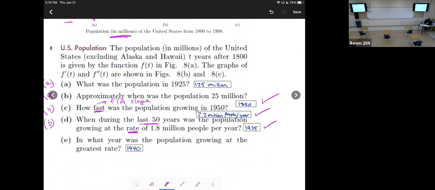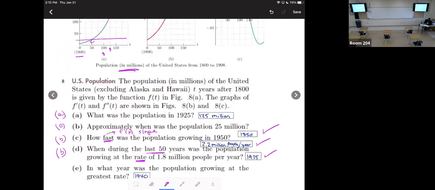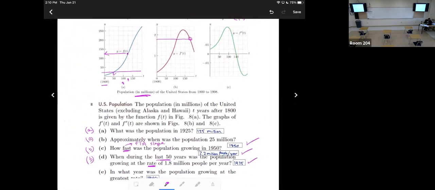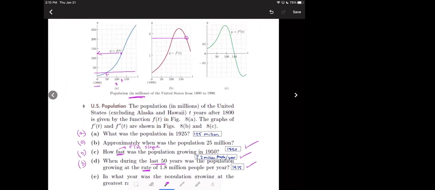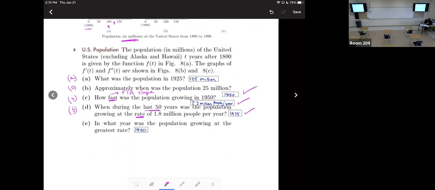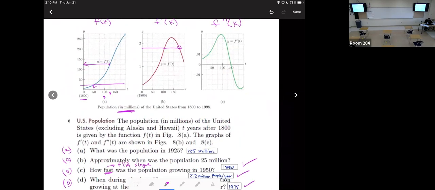In what year was the population growing at the greatest rate? So you have some options there. So Sheldon, which graph do you want to use for that? The last one. Yeah, I would say use the last one. Now, so let's go through the thought process here. The greatest rate is going to be an inflection point. Okay, that's number one takeaway. Greatest rate is an inflection point. So look what you're going to do.